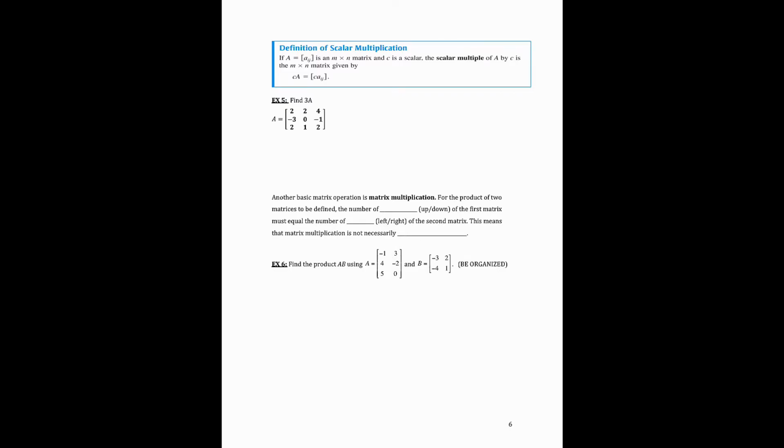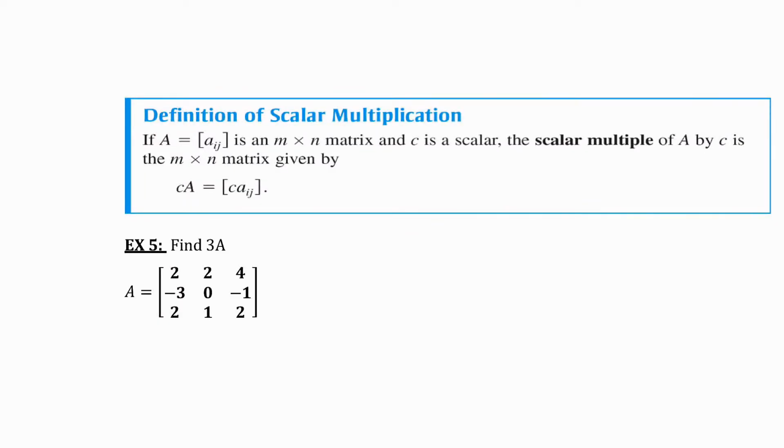So moving on to multiplication, we're going to start off with something a little simpler and then make it a little bit more complex. If matrix A is denoted by A sub ij, an m by n matrix, and C is a scalar, meaning it's just some real number, the scalar multiple of A by C is the m by n matrix given by C times A equals C times A sub ij. That's a lot of notation for something that's really not that complicated. If anything, I'd say it's even easier than what we did with addition.